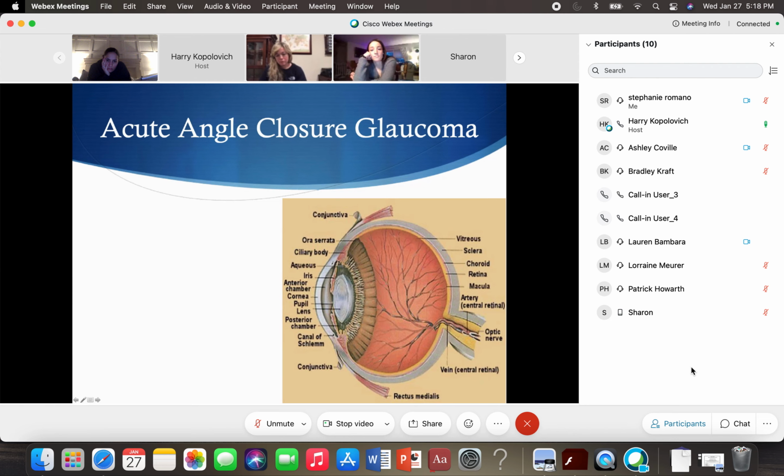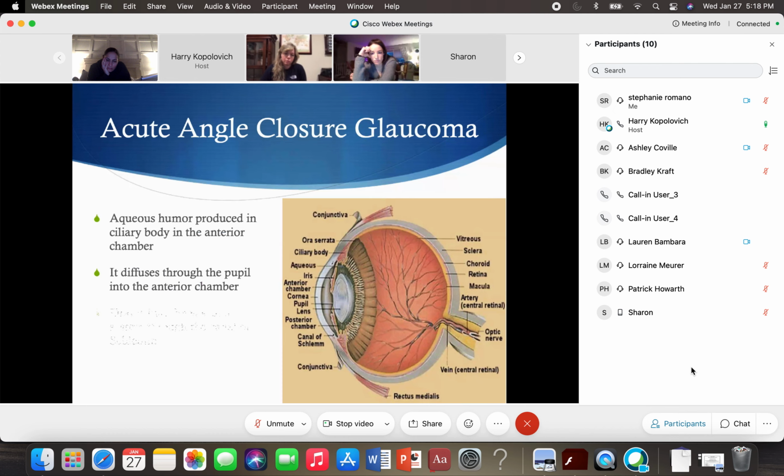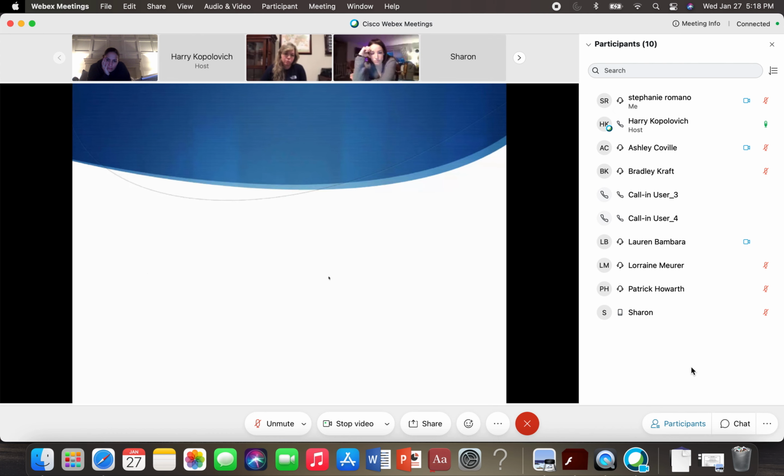gets reabsorbed right over here at the angle, which is called the canal of Schlemm. So in most people, this process happens completely unimpeded. In individuals with acute angle closure glaucoma, this angle gets occluded for a multitude of different reasons. Some of them could be congenital. Aqueous humor continues to be produced, but now it can't leave. So it continues to build up pressure higher and higher over here in the anterior and posterior chambers, which can ultimately lead to visual loss. So again, aqueous humor is produced in the ciliary body, goes through the pupil, and then ultimately drains into the vascular system through the canal of Schlemm.